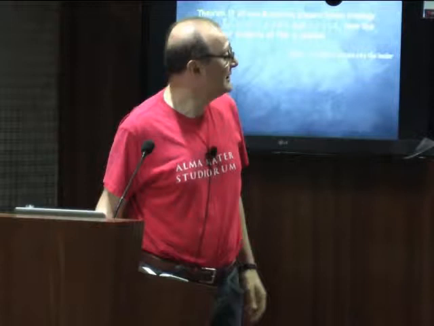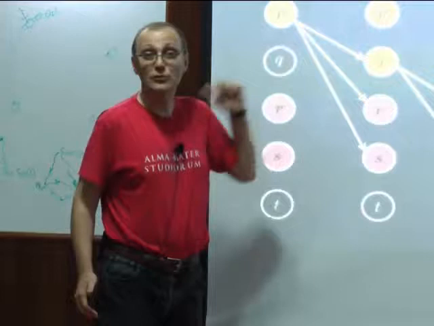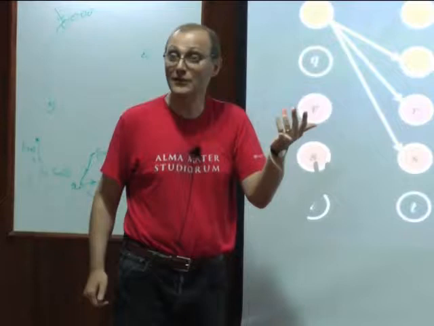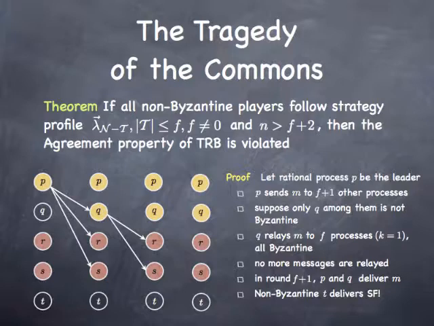Suppose that I have the rational process, somebody that wants to use $\lambda$, is the leader. He's only going to send it to, remember, f plus 1 minus k initially, therefore f plus 1. And suppose he sends it to these, and these two happen to be Byzantine. Now suppose that Q also says, oh, good idea, I'm also going to send it to f plus 1 minus k. Now, of course, since k is 1, it sends it only to 2. So it happens to pick the two that are Byzantine. And of course, the two that are Byzantine decide to not send any more messages.